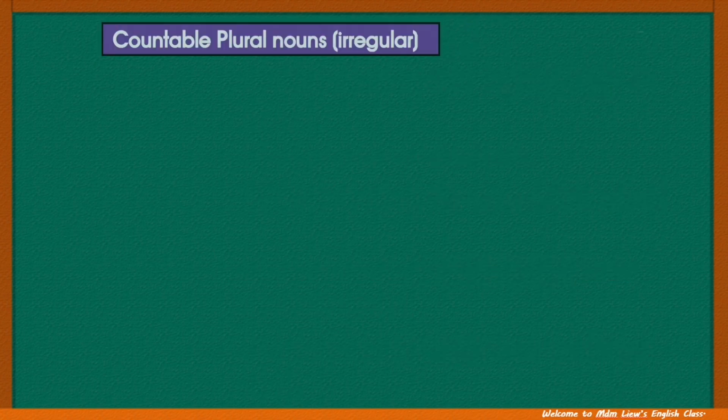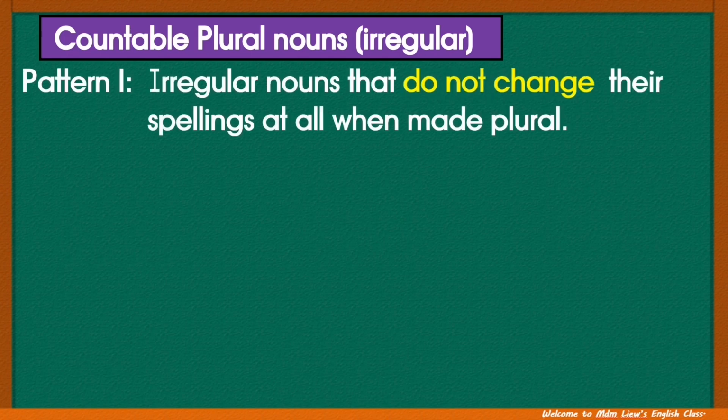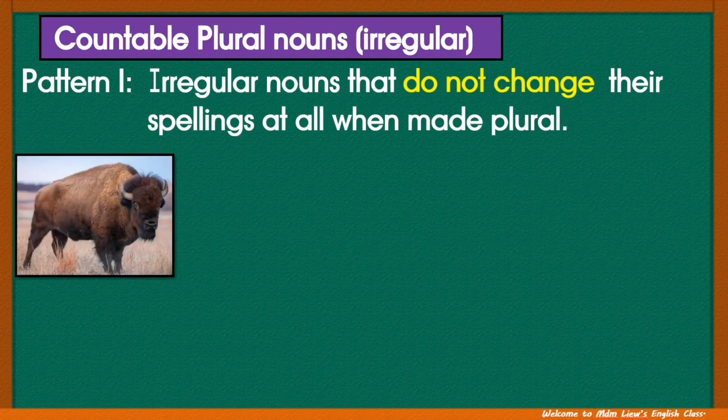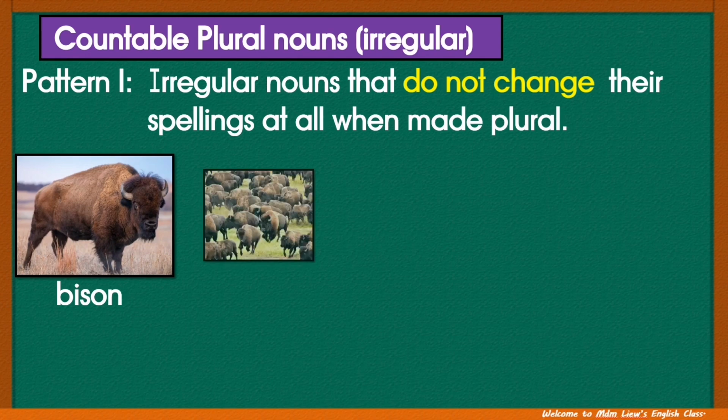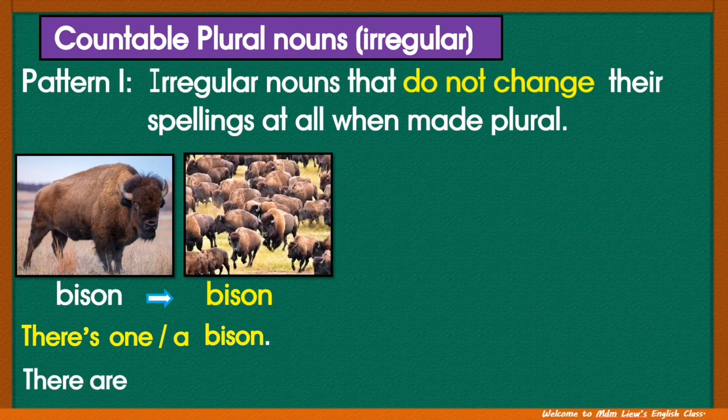Let's look at the first pattern of the irregular countable plural nouns. Irregular nouns that do not change their spellings at all when made plural. Examples. Number 1. Bison. The plural of bison remains bison. There's no change in the spelling. To write the sentence in singular form, start with there's, followed by the quantity for singular one or a, then the singular noun bison. There's one or a bison. Now, to write the sentence in plural form, start with there are, followed by the quantity.